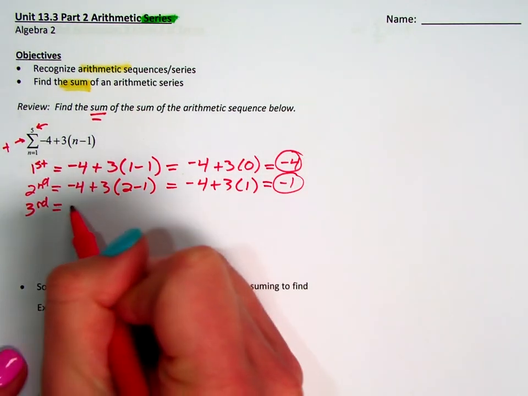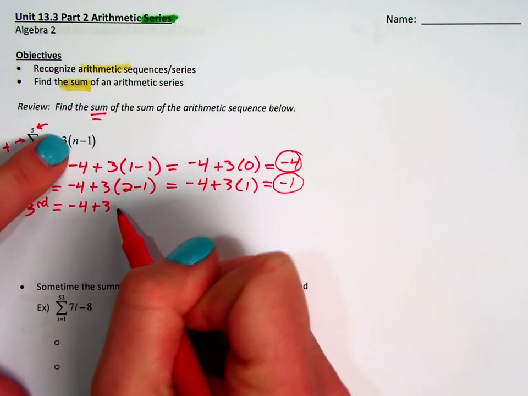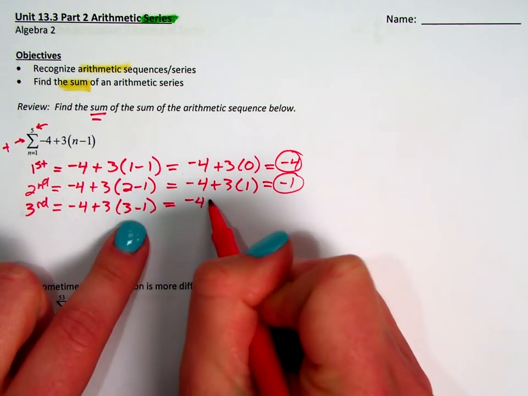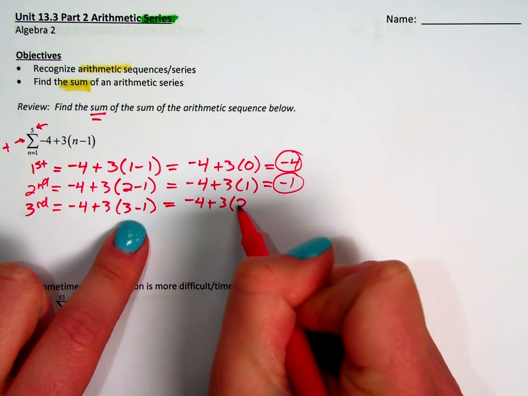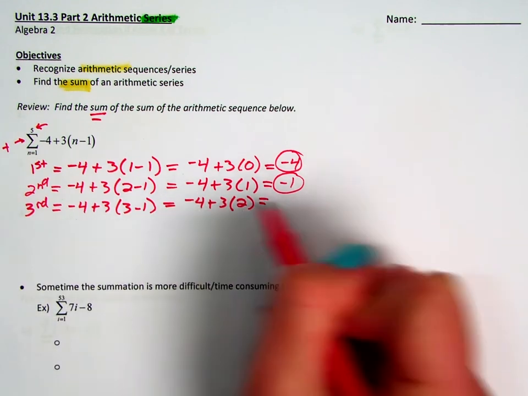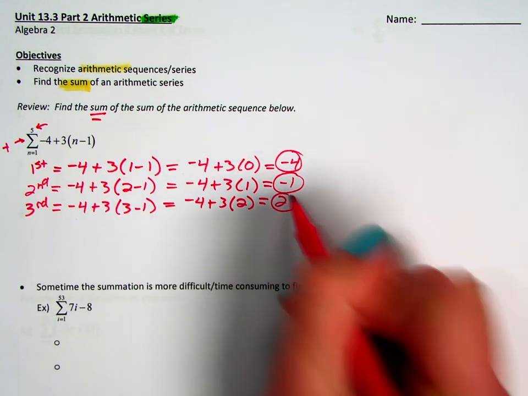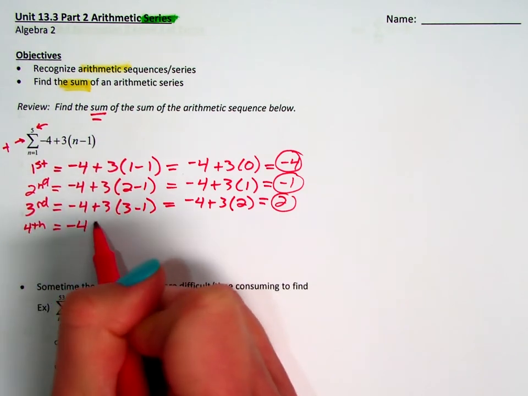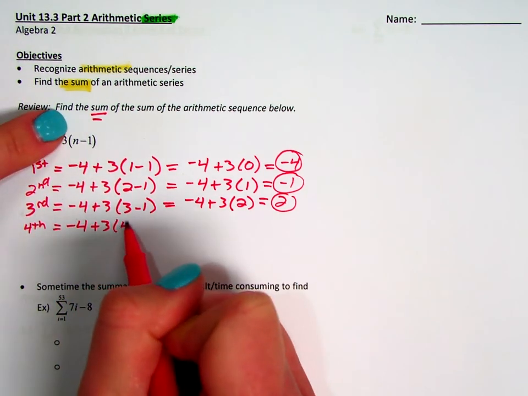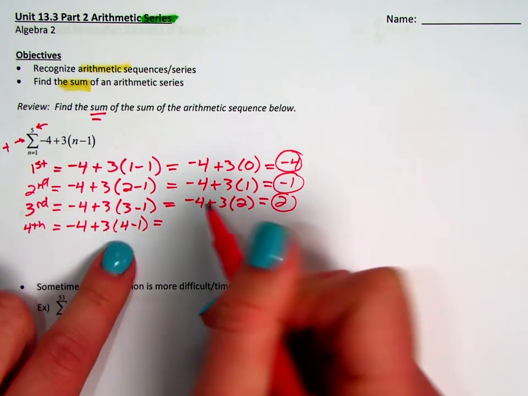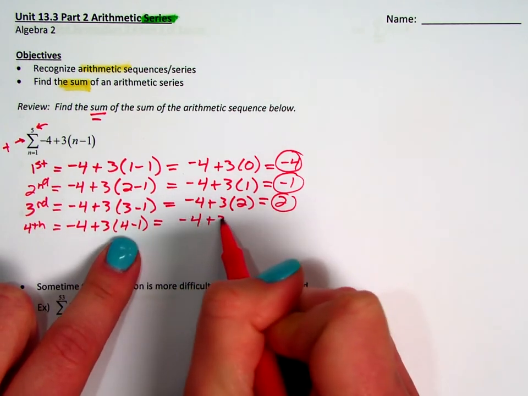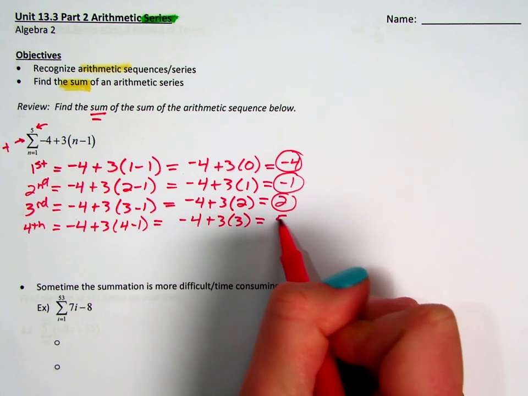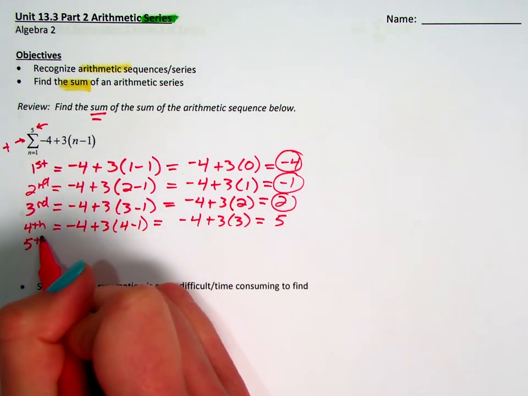Then for our third term, negative 4 plus 3, but now our n is 3 minus 1. So we can simplify the parentheses, so we bring everything else over, and then 3 minus 1 is 2. 3 times 2 is 6, minus 4 would be 2 for our third term. Our fourth term, negative 4 plus 3, but again, instead of n, we're going to put 4 minus 1. Well, we can simplify the parentheses, so negative 4 plus 3 times 3. 3 times 3 is 9, plus negative 4 is 5, and then we need to find our fifth term.